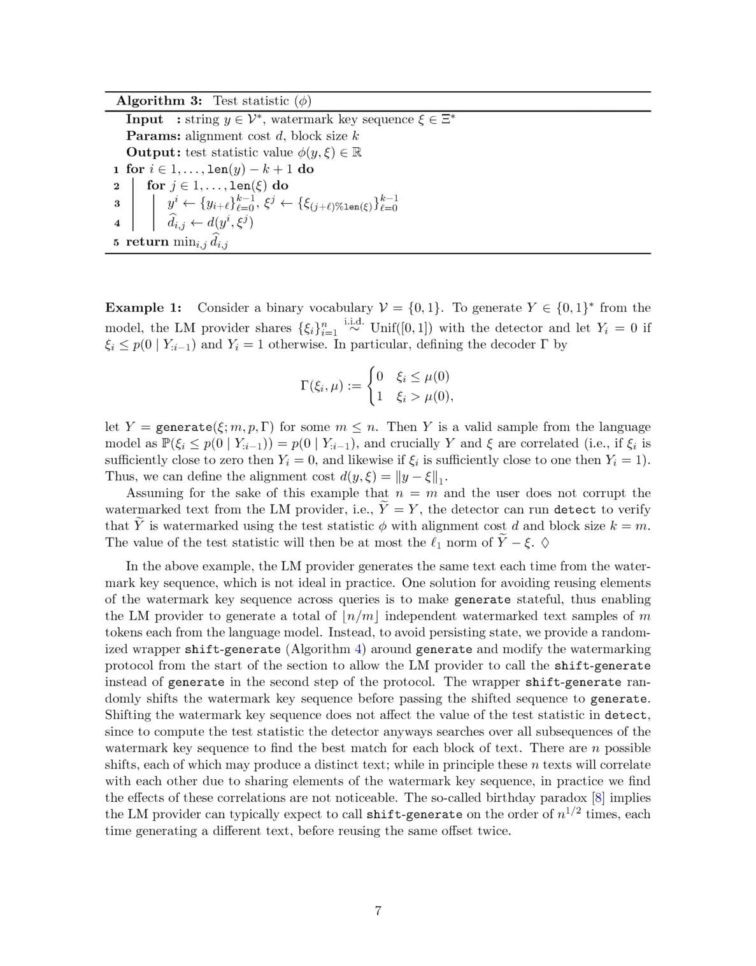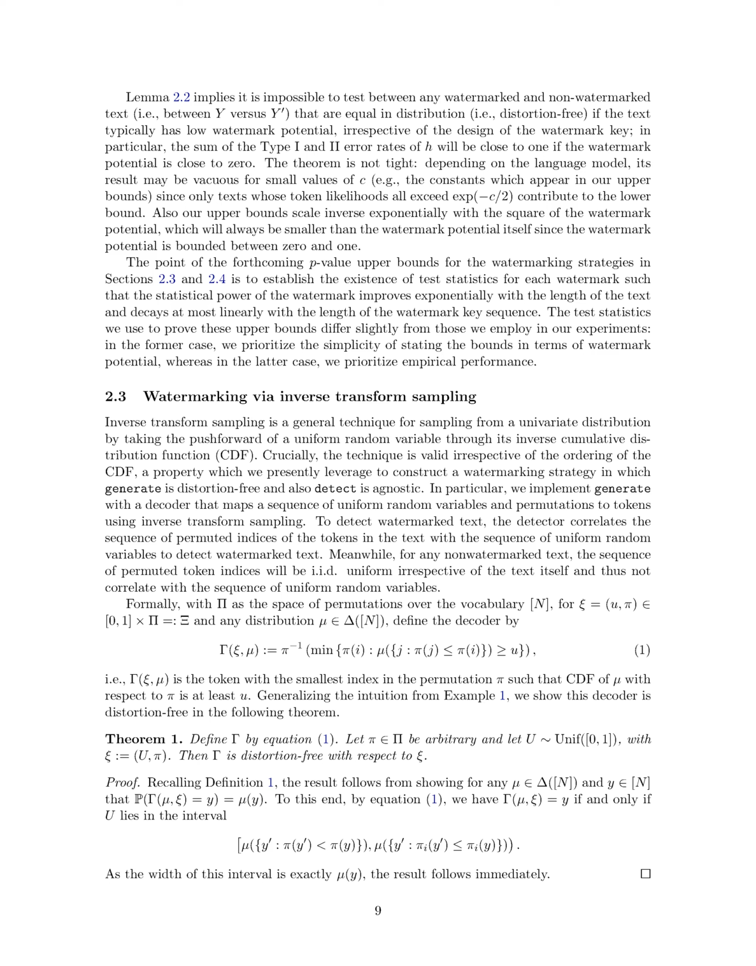original language model. The p-value upper bounds for the watermarking strategies aim to show that the statistical power of the watermark improves exponentially with the length of the text and decays at most linearly with the length of the watermark key sequence. Section 2.3: Watermarking via inverse transform sampling.